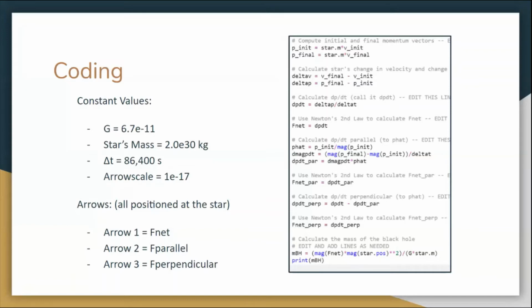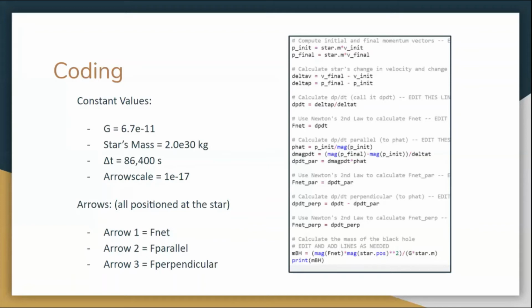To calculate the mass of the black hole, we will create a distance vector, which is from the origin, where the black hole is located, to the star's position. With this, we use the gravitational law to set the mass of the black hole equal to net force times the magnitude of the distance squared over the G constant times the star's mass.